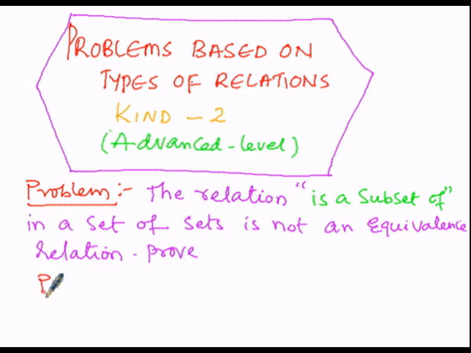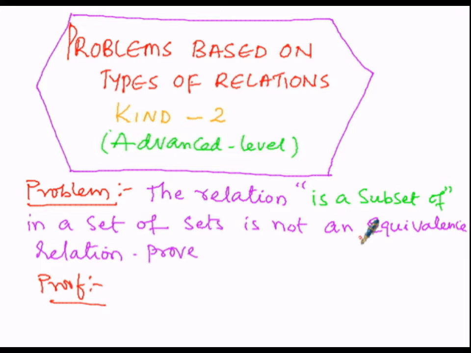So, the proof starts now. As per the problem, we have to prove the condition of the relation R, where the property is "is a subset of". Based upon this property we have to show that the relation "is a subset of" is not an equivalence relation.